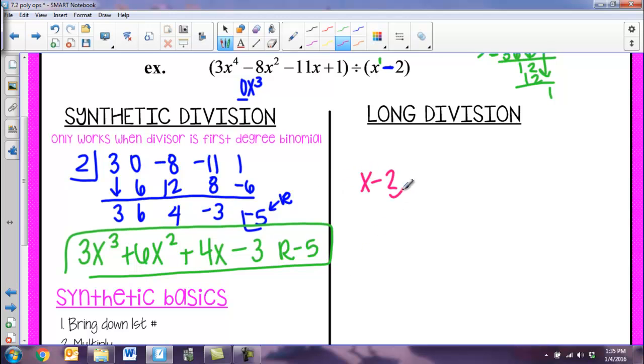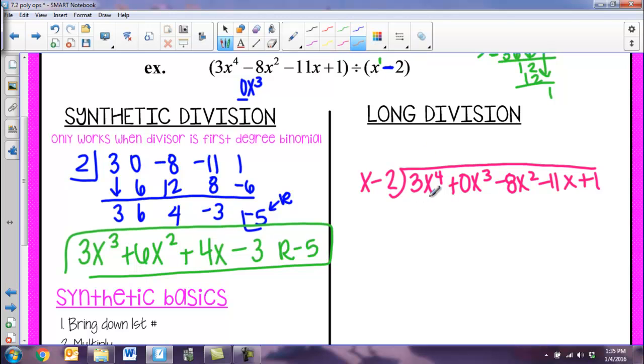So we're going to write just like a long division problem. We have x minus 2 as my divisor. Then I have 3x to the 4. Don't forget that 0x cubed. And now we're going to work almost the same way. One thing I like to do is skip this first spot just so I make sure everything is lined up.